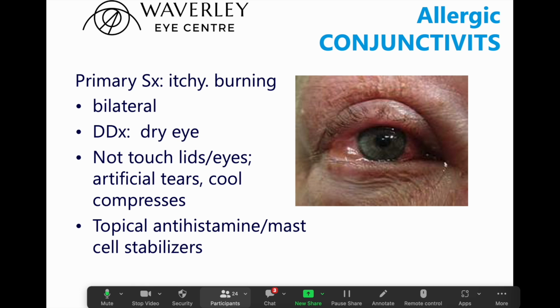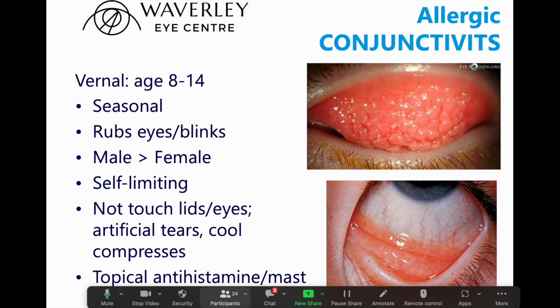The treatment for this is basically topical mast cell stabilizers, to help treat the allergic conjunctivitis. There's a very particular type of allergic conjunctivitis. You want to talk about the general one, you're listening for watery and itchy. Those are the two words you're writing down and listening for. Vernal's a little bit different.